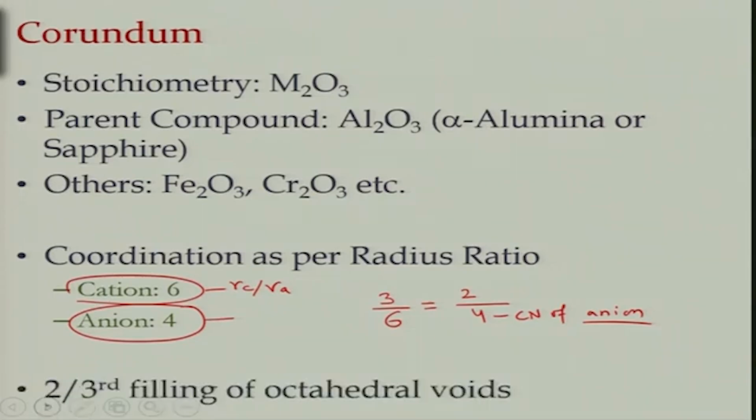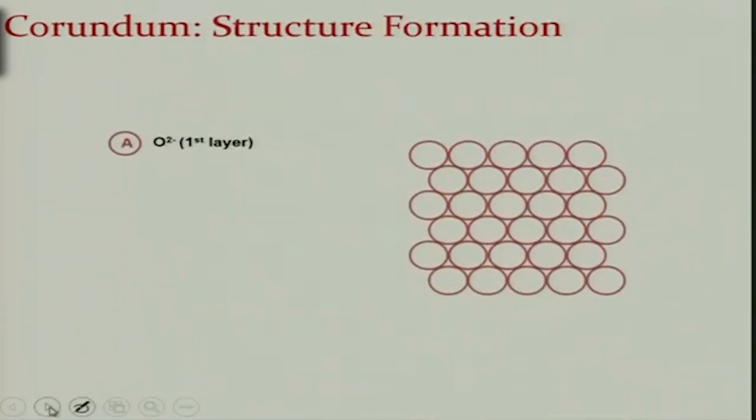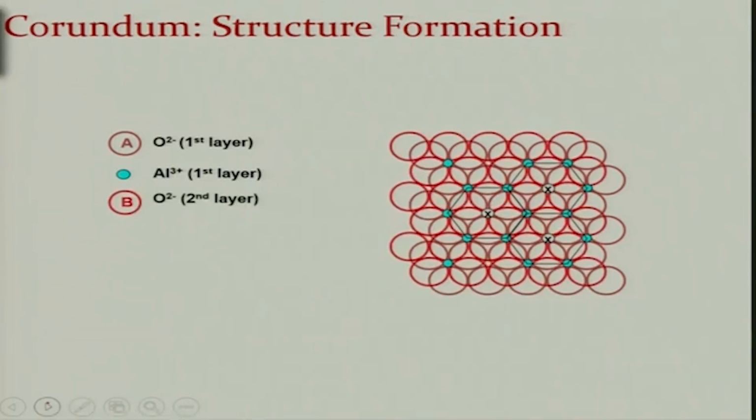Since the stoichiometry is 2:3, the octahedral site filling is 2/3. So, this is the structure. The way it is formed is you make the first layer of oxygen, then you fill in the octahedral sites 2/3. You can see that for every 2, one is empty, and this empty octahedral site will move to another position in the next layer to maintain the periodicity of the lattice. So the next oxygen layer goes like this. You can see that this is octahedral, with 3 inverted and 3 up-facing oxygen atoms.